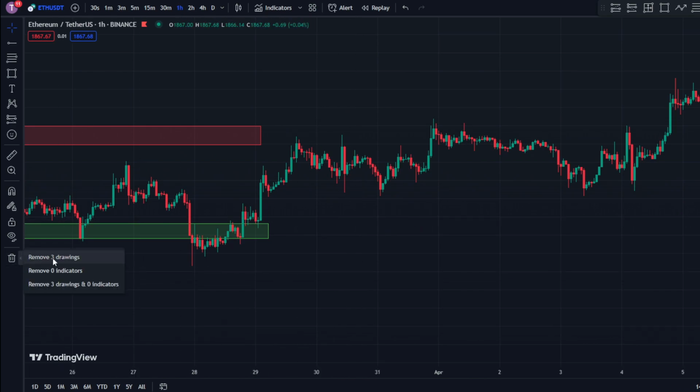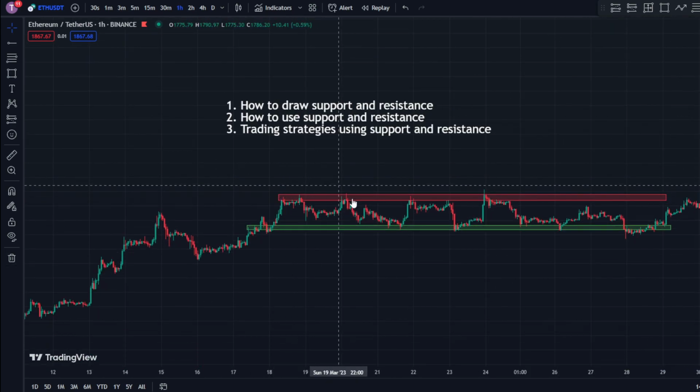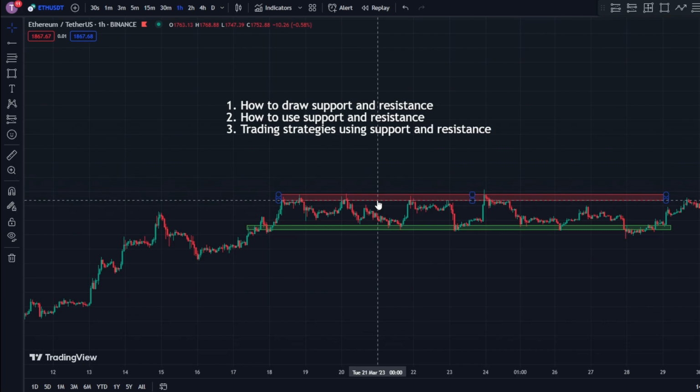So that is the main tree on how to use support and resistance. So your first rule is to buy at support, sell at resistance. Second rule is to just use your risk management, adjust your stop loss and adjust your take profit with regards to where the support and resistance is.